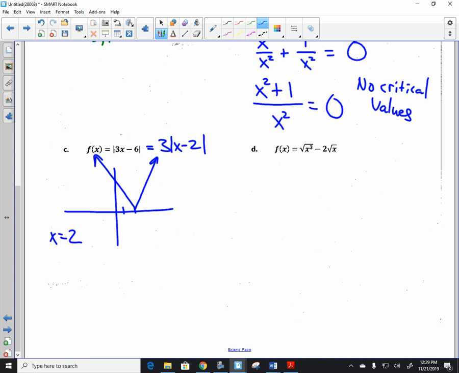The next one, a little bit more challenging. I would like you to think about this real quick. What's the domain of the square root of x? The domain, if you were to graph it, what does the domain of square root of x look like?